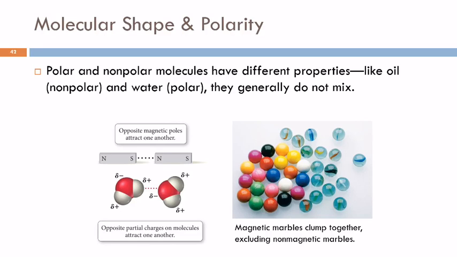Why? Oil is nonpolar. Water is polar. Water is like these magnetic marbles, very attracted to other water molecules. And so, you can shake them all up, but then they're like, ooh, I'm seeking you out. And they're seeking out other water molecules to be together. And they exclude the oil. Polar and nonpolar substances do not mix together very well.